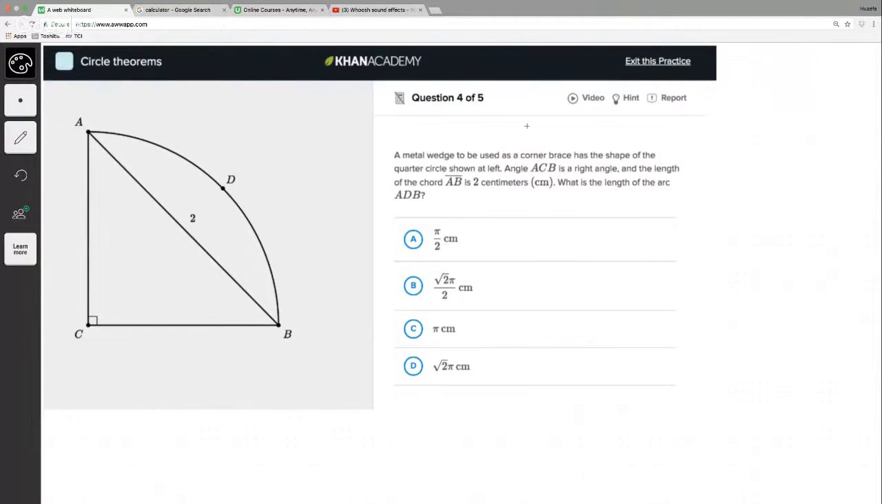A metal wedge to be used as a corner brace is the shape of a quarter circle shown at left. Angle ACB is right. The length of the chord AB is 2. What is the length of the arc ADB? Got it. So we know that's 2. Okay, here's what's the dealio.